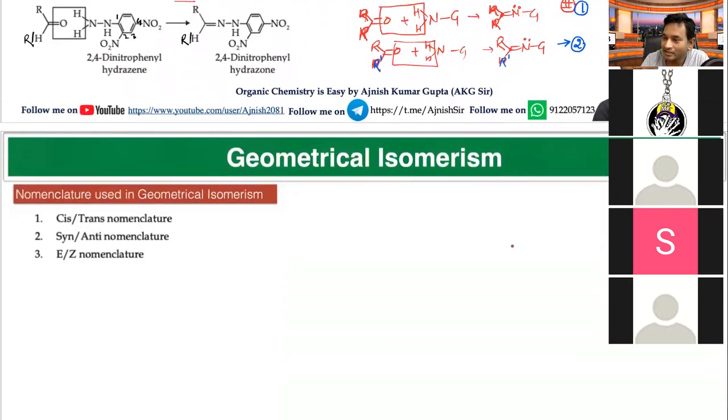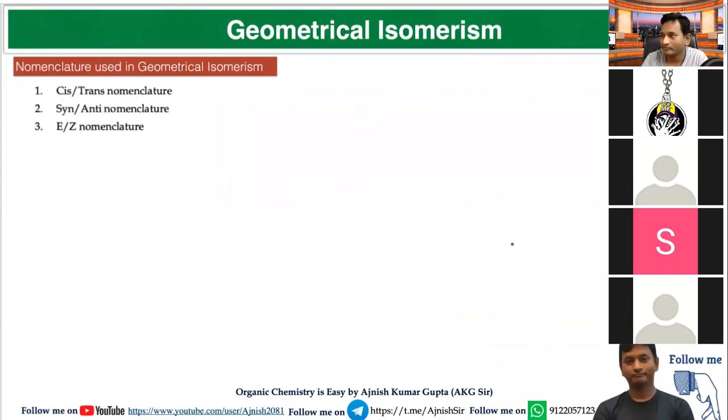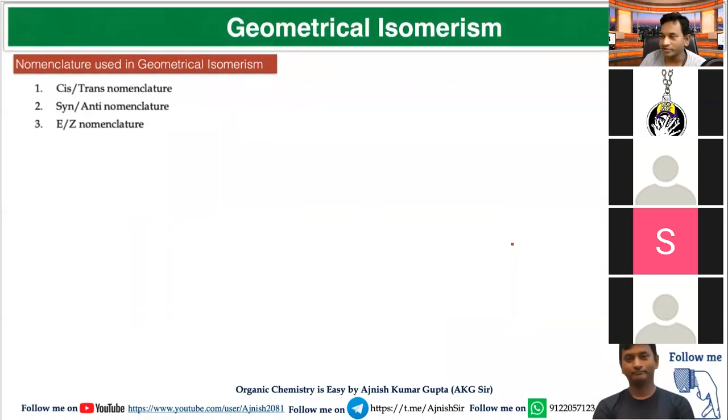The next heading is nomenclature used in geometrical isomerism. Write it down. Write the heading: nomenclature used in geometrical isomerism. There are three types of configurational nomenclature used in geometrical isomerism. First is called cis-trans nomenclature.